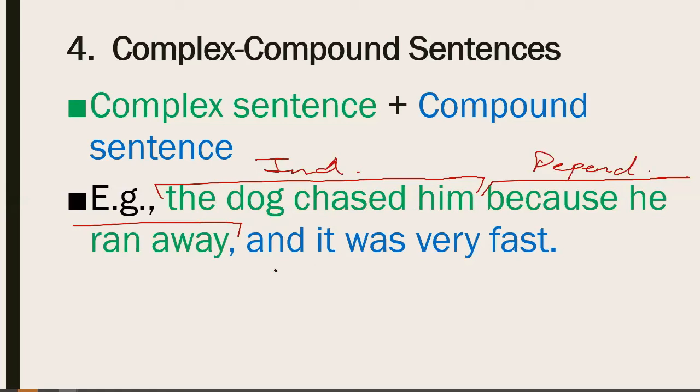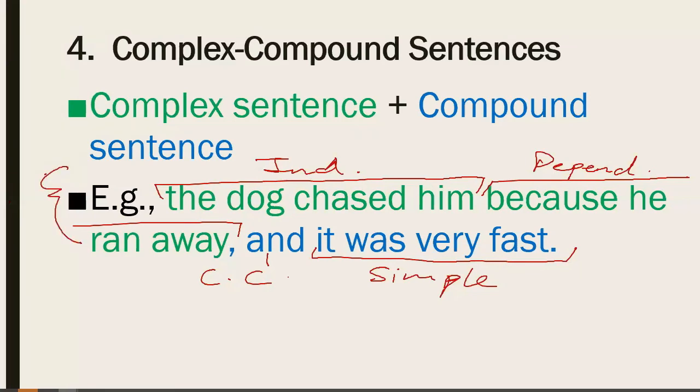And what makes the blue a compound sentence? It's because of this thing here. This is the CC, coordinating conjunction. It was very fast. This is a simple sentence, but because of the coordinating conjunction, this whole thing here is a compound. Because it has a complex sentence at one part of this sentence, so it's a complex compound sentence.